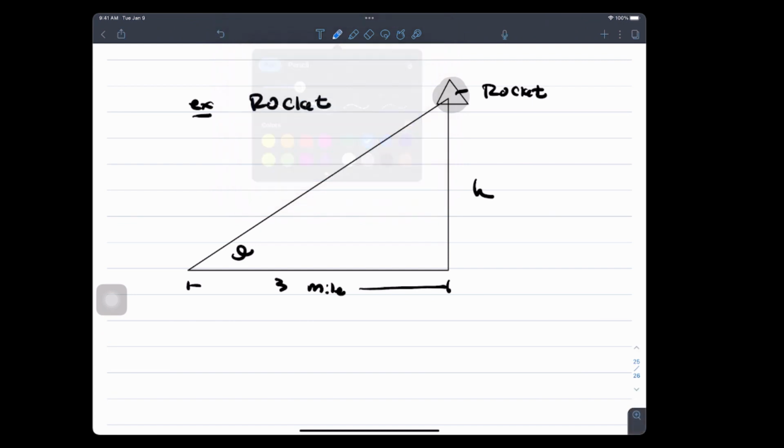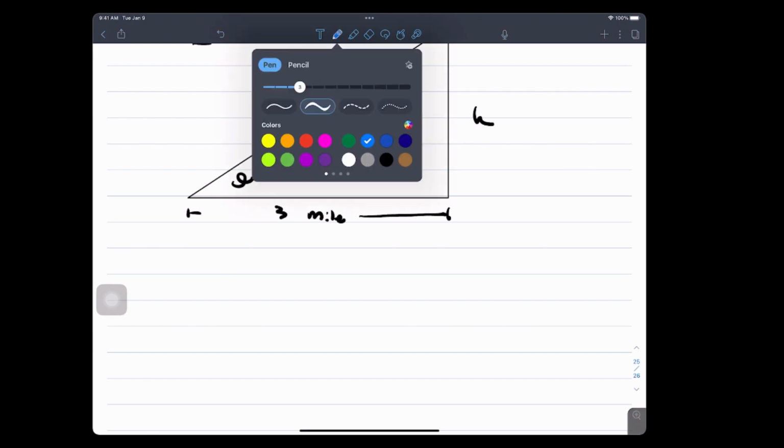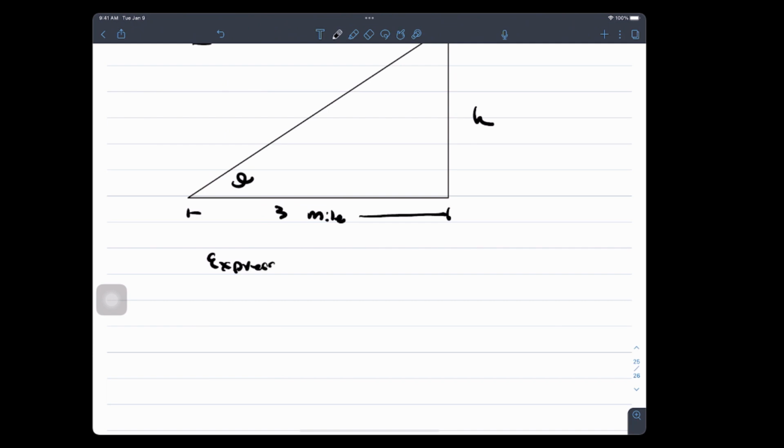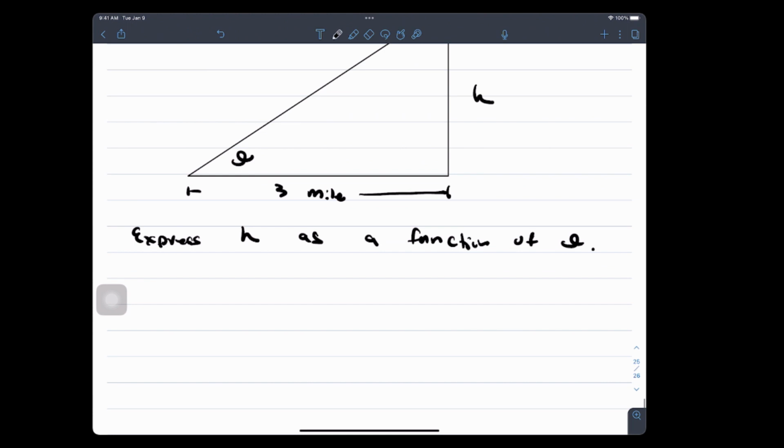So they're going to say again, express h as a function of theta. So what you guys want to do, you're going to read this here. You say, okay, h needs to be what? A function of what? Theta. Okay. h equals f of theta.